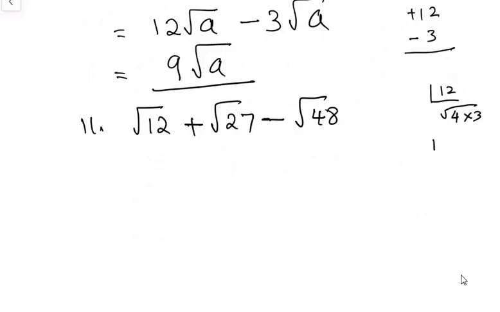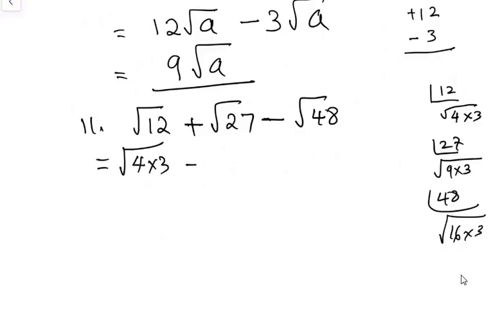Then for 27, I can ask myself, what do I multiply with 3 that will give me 27? 9 definitely comes to mind. Can you see how we are breaking the roots? Then we come to 48. We can try it again. What do I multiply with 3 that will give me 48? 16 is a solid factor that also comes to mind. So now we can come here and say root of 4 times 3 plus root of 9 times 3, and then we have root of 16 times 3. That way, you can now perform the manipulation going down.